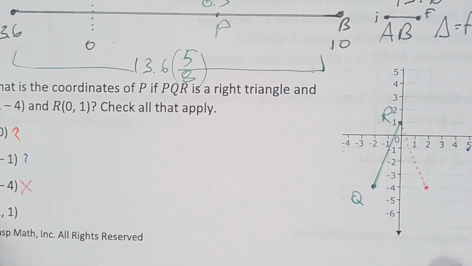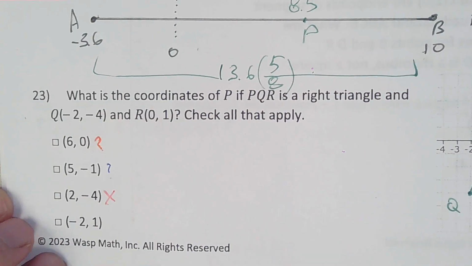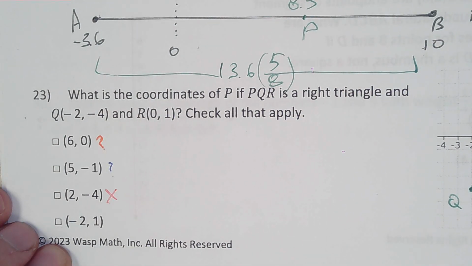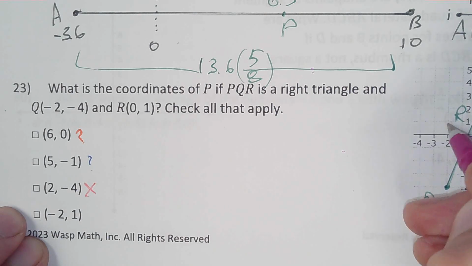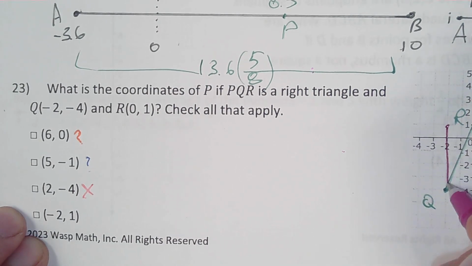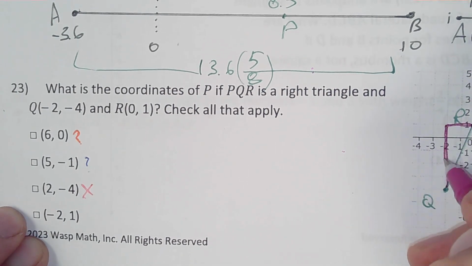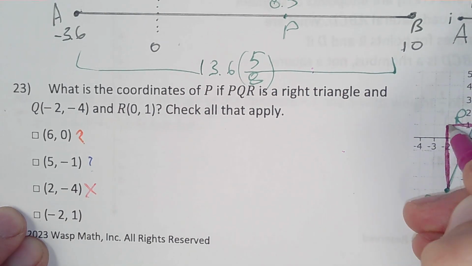Oh, you can't even see what I'm doing. Okay, and then the green one is negative 2. What is the other color? How about burgundy? Negative 2 and 1. So yeah, that's a right triangle for sure, because it just goes right down and makes a right angle right here.